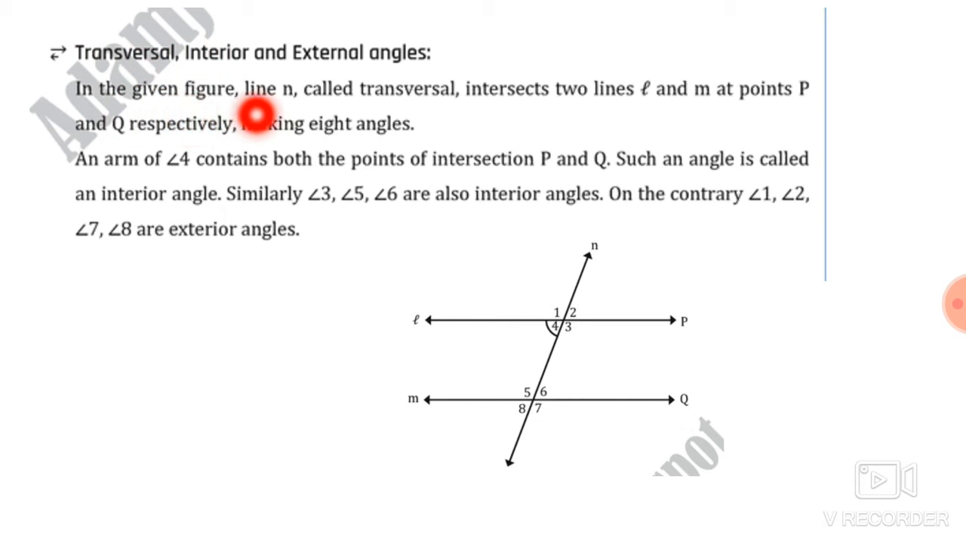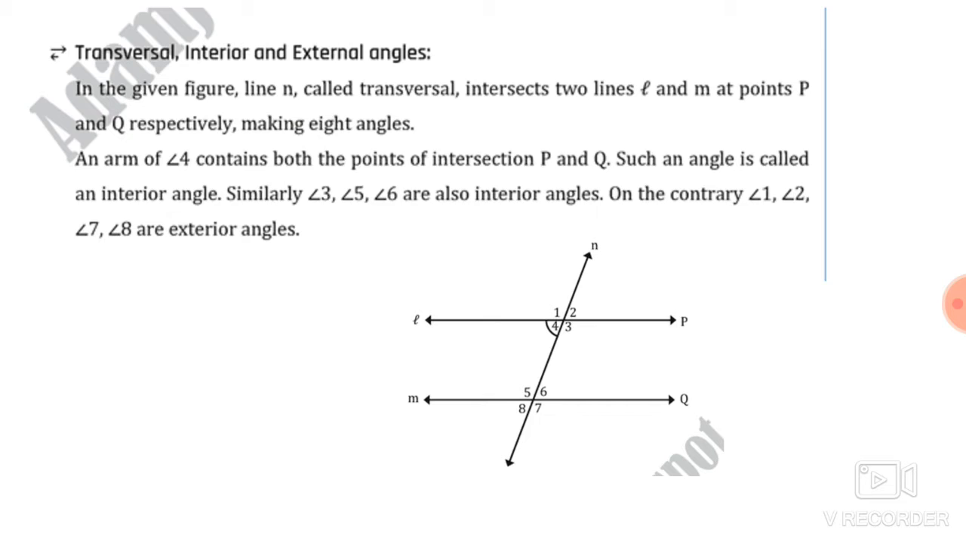In the given figure, line N is called the transversal. It intersects two parallel lines, L and M. These two are the parallel lines and line N intersects them at points P and Q. The point where line N intersects line L is called P and this point is called Q. We have 8 angles in total formed here, 4 at point P and 4 at point Q. So the line that intersects these two parallel lines is called the transversal.